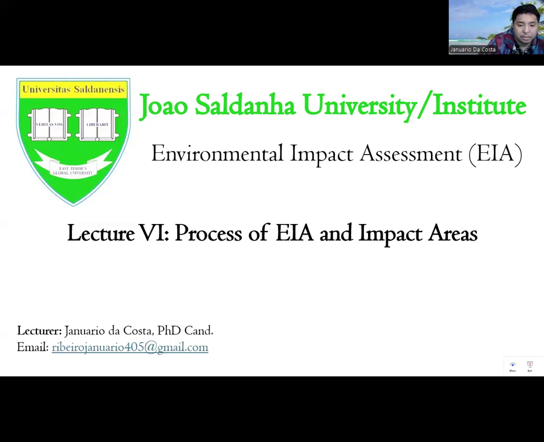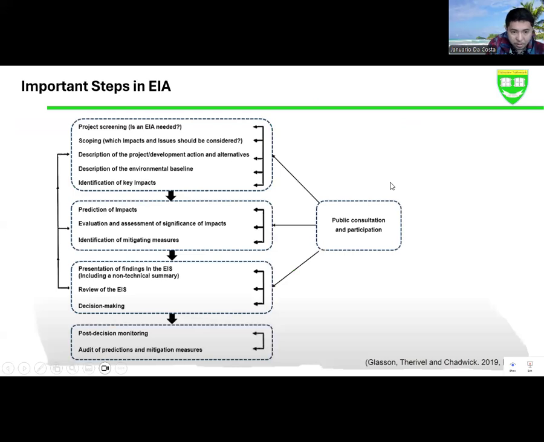All right, so today we are going to continue the lectures on the process of environmental impact assessment and impact areas. The important steps, I've repeated this several times. The step starts from the project screening, that's answering the question, is the environmental impact assessment needed? And then after project screening, you scope the project. Scoping means answering questions like which impacts and issues should be considered.